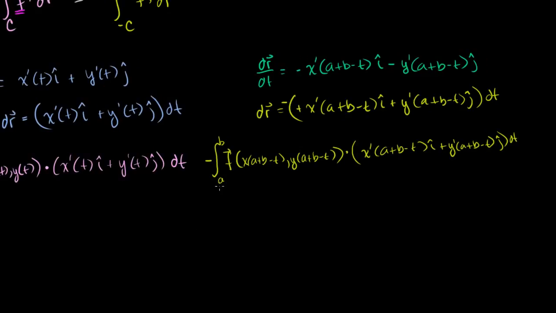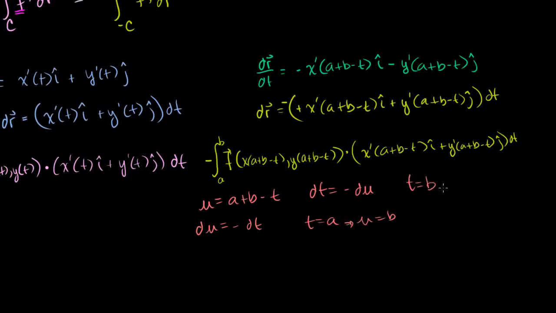So let me just focus on that side. So let me make a substitution. u is equal to a plus b minus t. Then we get du is equal to minus dt, right? Just take the derivative of both sides. Or you get dt is equal to minus du. And then when t is equal to a, u is equal to a plus b minus a. So then u is equal to b. And then when t is equal to b, u is equal to a, right? When t is equal to b, a plus b minus b is a. u is equal to a.